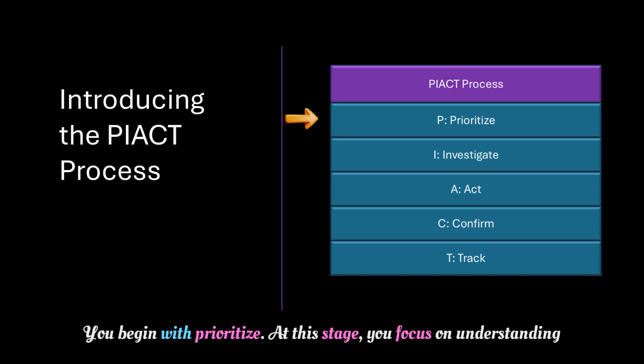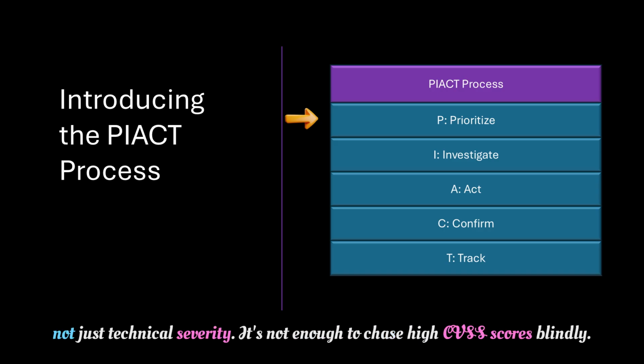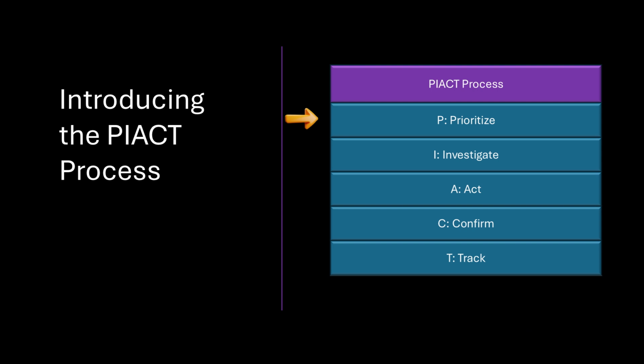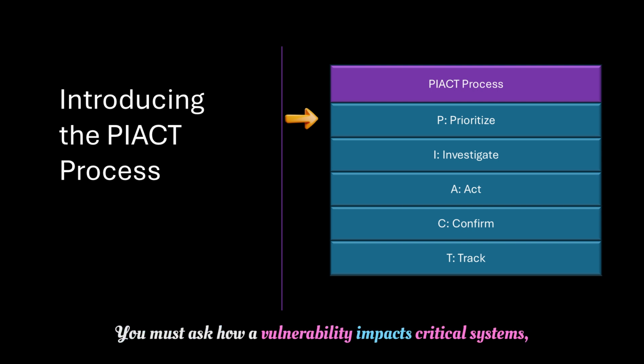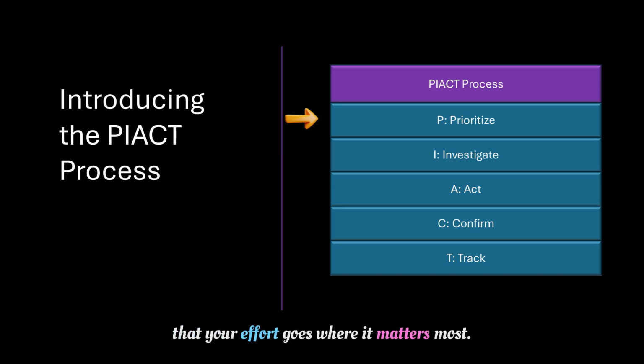You begin with prioritize. At this stage, you focus on understanding and ranking vulnerabilities based on business risk, not just technical severity. It's not enough to chase high CVSS scores blindly. You must ask how a vulnerability impacts critical systems, regulatory obligations, or customer trust. Prioritization ensures that your effort goes where it matters most.